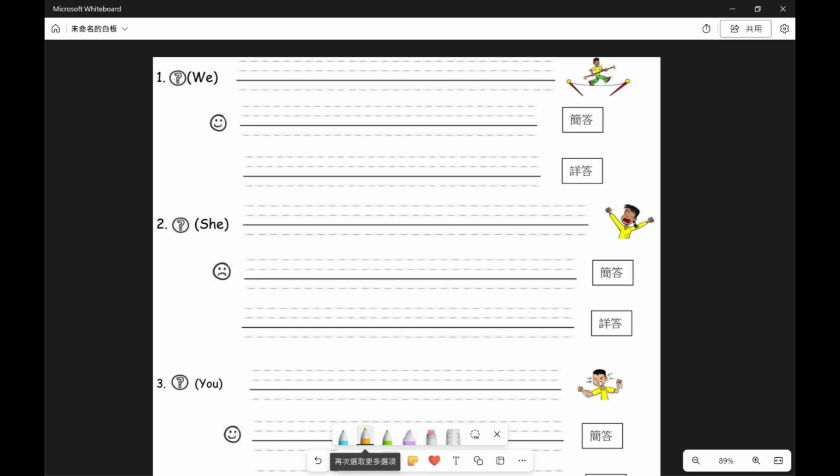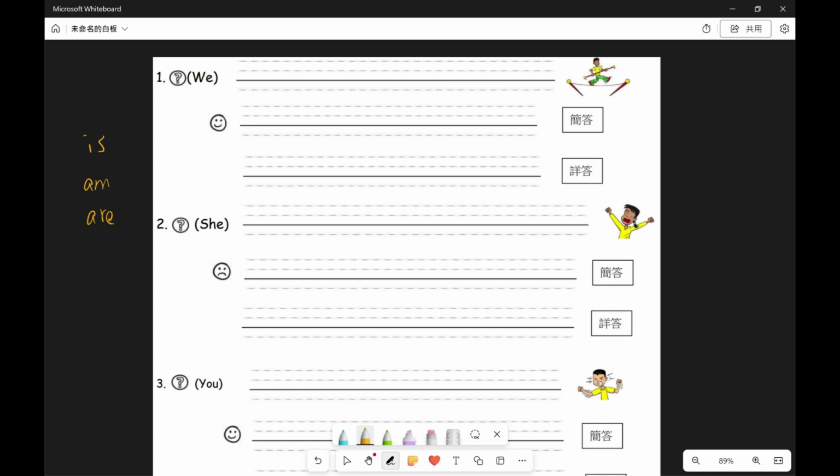So we're going to talk about how to form questions, short answers, and sentences with the be verbs. There are 3 be verbs in English. The 3 be verbs are is, am, and are. We use I with am, so I am, you are, he is, she is, it is, we are, they are.